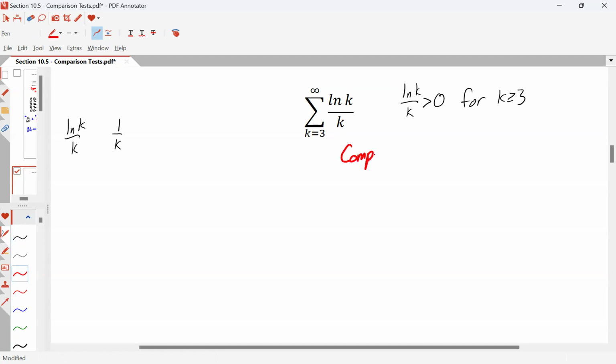We're going to compare to the series k equals 3 to infinity of 1 over k. Does the series converge or diverge? This diverges because it's a p series with p equal 1. It also has a very special name, and that is the harmonic series. So this diverges because it is the harmonic series.